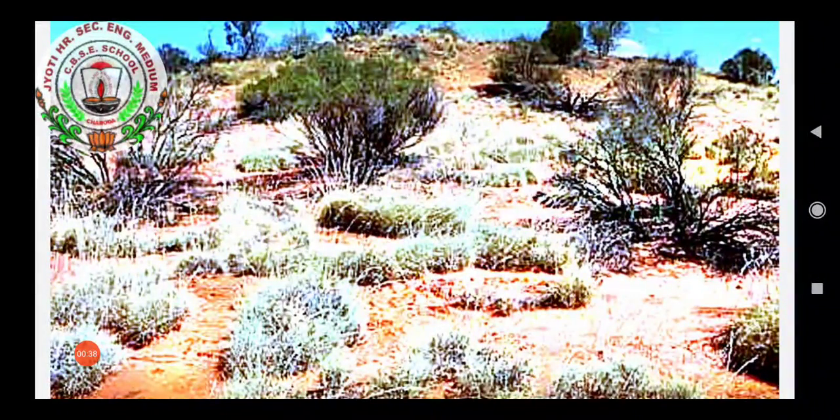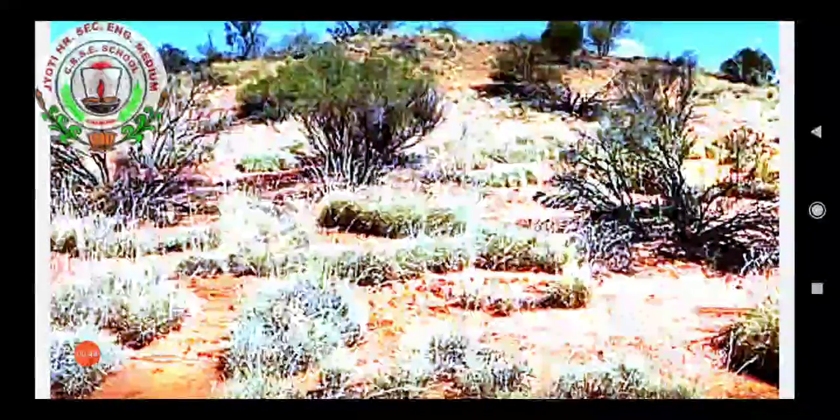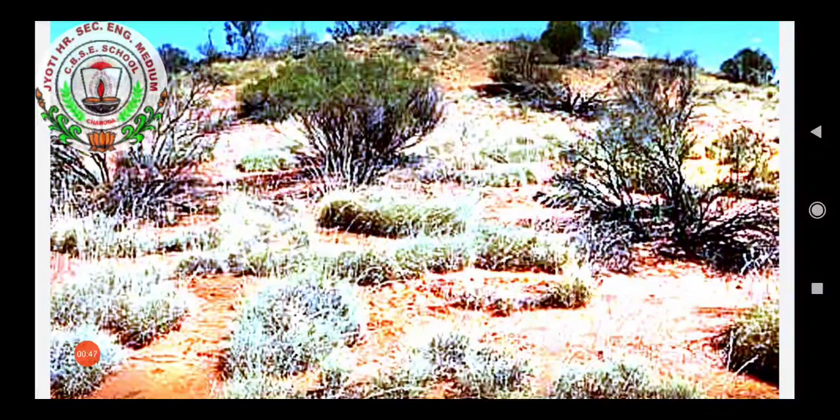This is the picture of hot desert vegetation. So first I am going to explain the hot deserts. These hot deserts include the Sahara, Kalahari and Namib of Africa. Then the Arabian desert, Iranian desert, Thar desert in India and the Australian desert.